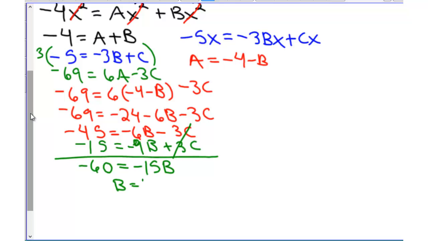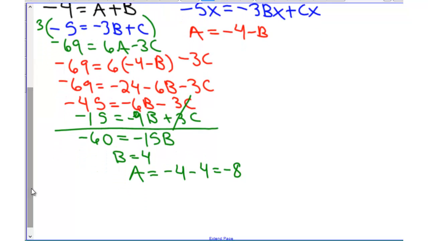So b is 4. And from here, now that we've done all that work, it's a lot easier to get a and c, because you plug the b in here, and you figure out that a equals negative 8. And we can plug in b here in this blue equation, or we can plug in a somewhere, doesn't really matter. Negative 5 equals negative 3 times 4 plus c. So that's negative 12, which I add over so that c is 7. And then we just have to write out the answer.